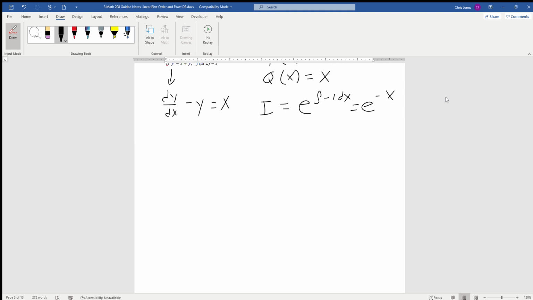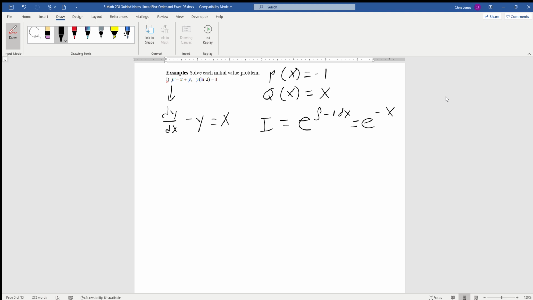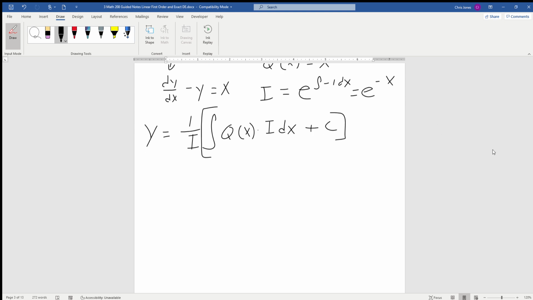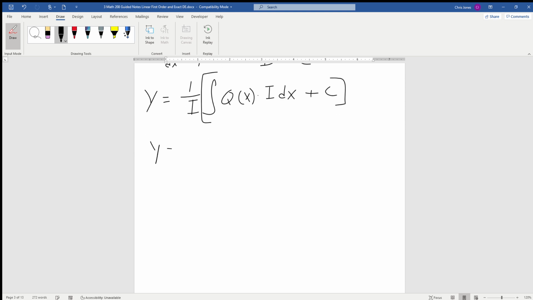So now we're going to go ahead and use our formula. Since this is our second time, I'm going to write out the formula one more time. So y is going to be equal to 1 over I, quantity integral of q of x times I dx plus some constant of integration c. For this particular problem, y is going to be equal to 1 over e to the minus x, quantity integral of x e to the minus x dx plus c.